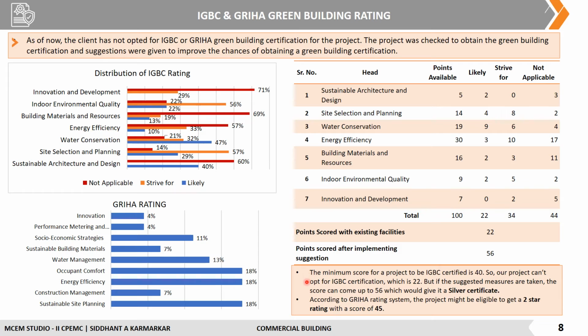The minimum score for a project to be IGBC certified is 40, so our project can't opt for IGBC certification, as its score is 22. But if the suggested measures are taken, the score can come up to 56, which would give it a silver certificate. Also, for the Griha rating system, the project might be eligible to get a 2-star rating with a score of 45.